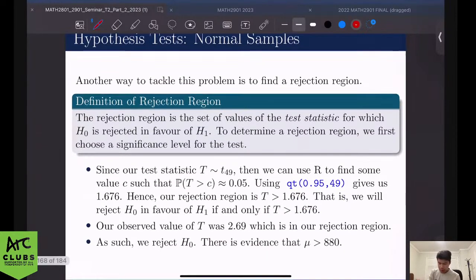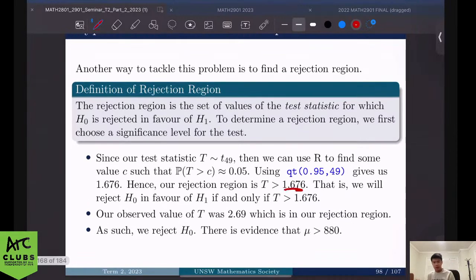So yeah, oh, that's not too far off. It was 1.676. So you'll reject if it's greater than 1.676. Our observed value was 2.69, which is in our rejection region. Okay. And as such, you reject H0. Okay.